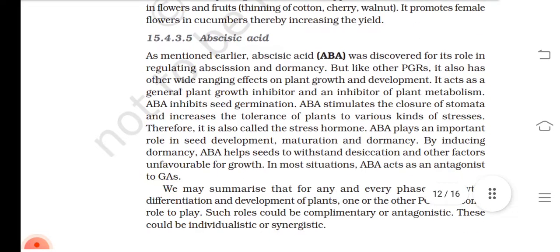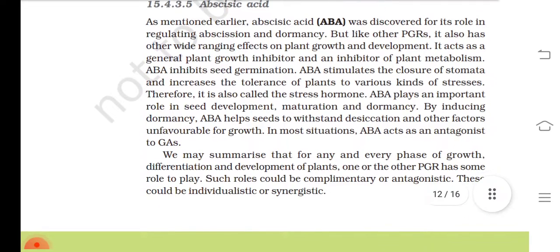15.435 Abscisic acid. As mentioned earlier, abscisic acid was discovered for its role in regulating abscission and dormancy, but like other PGRs, it also has other wide-ranging effects on plant growth and development. It acts as a general plant growth inhibitor and an inhibitor of plant metabolism. ABA inhibits seed germination. ABA stimulates the closure of stomata and increases the tolerance of plants to various kinds of stress. Therefore, it is also called the stress hormone.